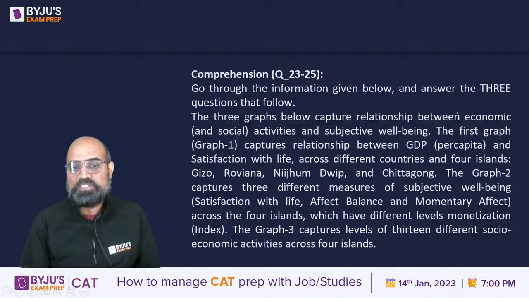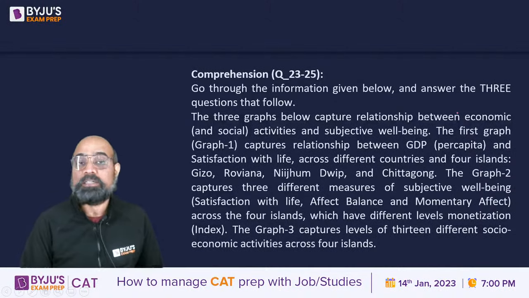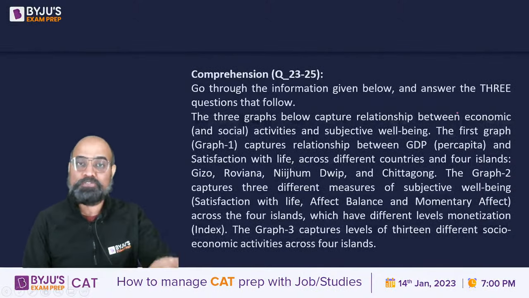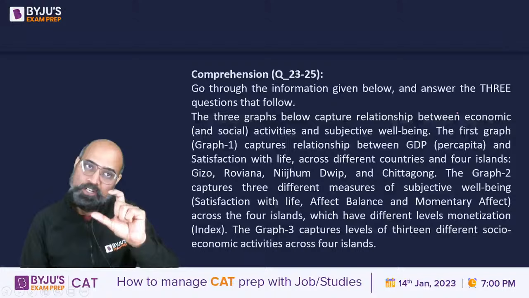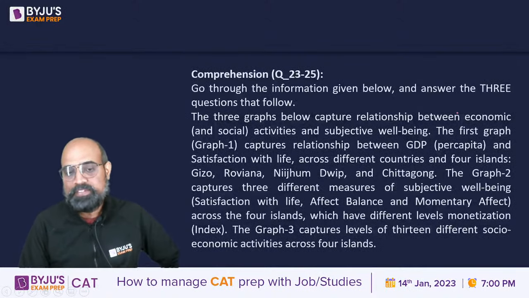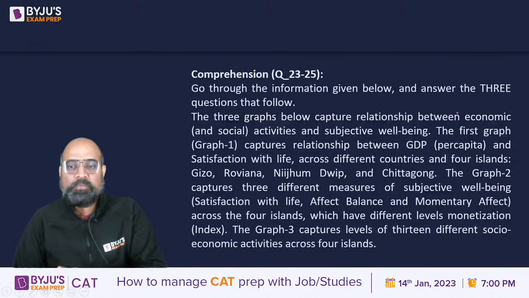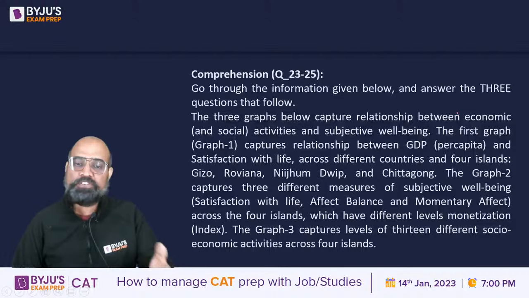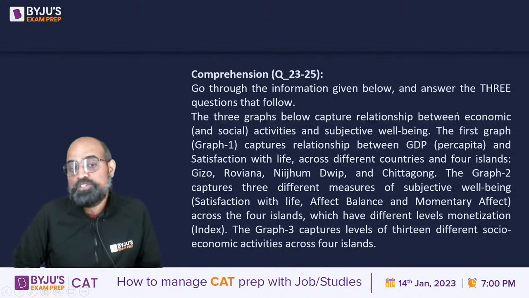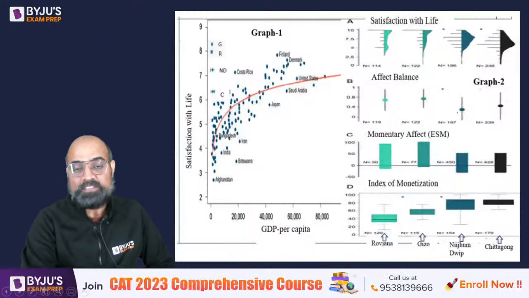The graph 2 captures 3 different measures of subjective well-being. Subjective means you can't measure them with a formula of your own, as in you can't deduce that. You can only look at the values and compare. You can't predict ahead. So satisfaction with life, affect balance and momentary affect across the 4 islands which have different levels of monetization index. The graph 3 captures levels of 13 different socio-economic activities across 4 islands.